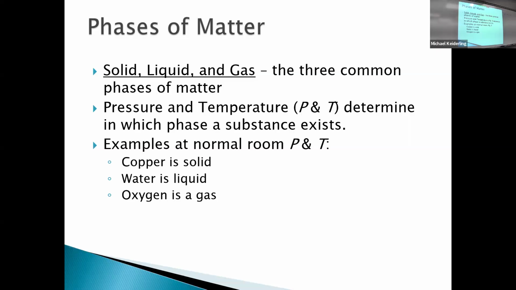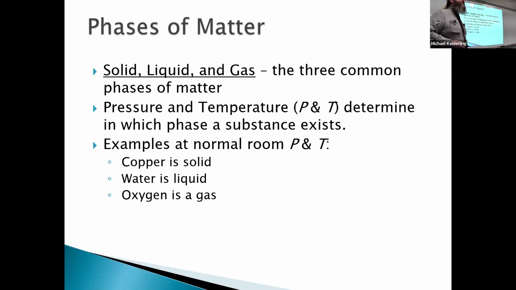And pressure and temperature determine in which phase a substance is. So some examples at normal room pressure and temperature. Copper is solid, or this is mostly copper. I don't know what that is exactly, but it's mostly copper. Water is a liquid, and oxygen is a gas. So you can see all three of those in front of you. Those are some examples, at normal room pressure and temperature.